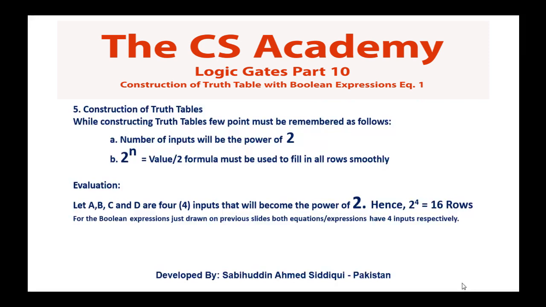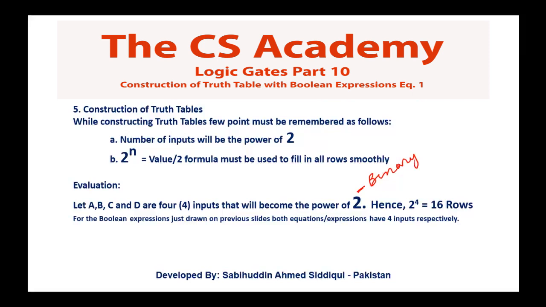Now, what will be the evaluation? Let A, B, C and D be 4 inputs. That will become a power of 2. It's obvious. Why power of 2? Because you have 2 values here. These are binary. This 2 is the base of binary.